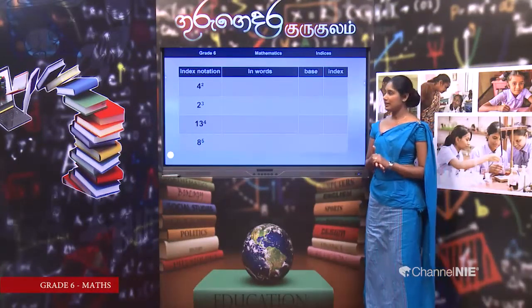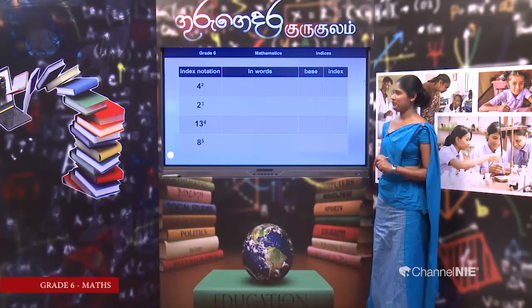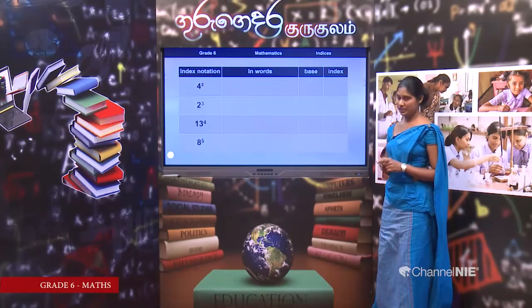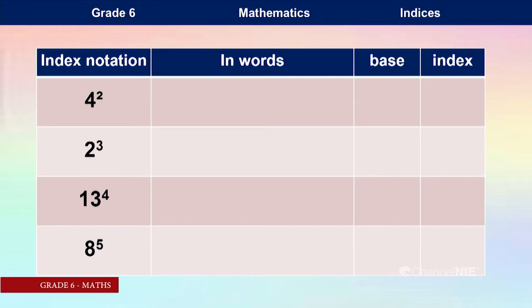Okay, now complete this table with me. First one, I have given the index notation to you and you have to write it in words and tell me what is the base and what is the index here. First one, you know the largest number and smallest number. Here you can see it, then tell me in words. That is 4 to the power 2. Then tell me what is the base here. Base is the largest number, so that is 4. And index is 2.